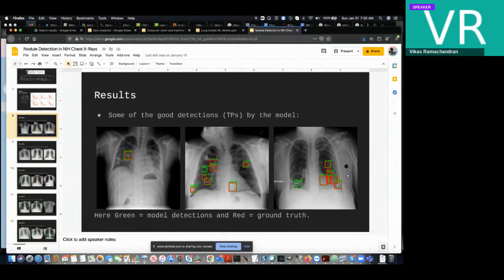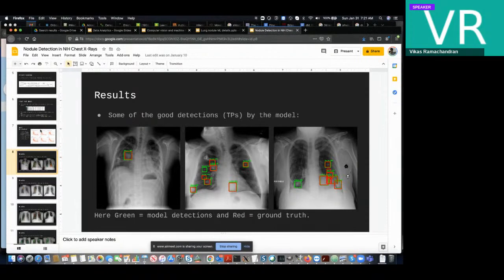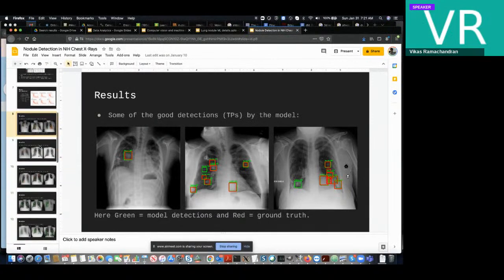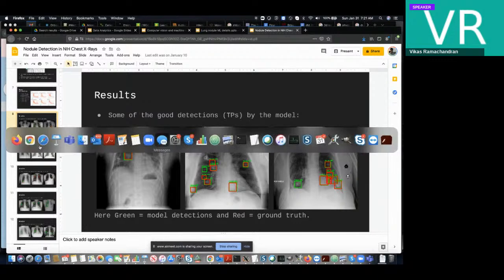Sometimes it also detects some of the difficult nodules which are missed by the radiologist, which are shown in green, but you don't have the red marks from the radiologist. Sometimes we don't do too well as well, so obviously we need to train this with multiple iterations, essentially multiple annotations from the radiologist.